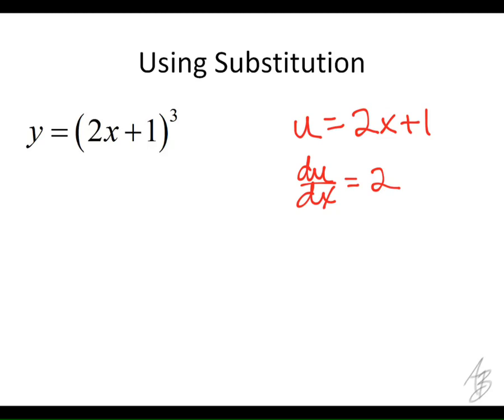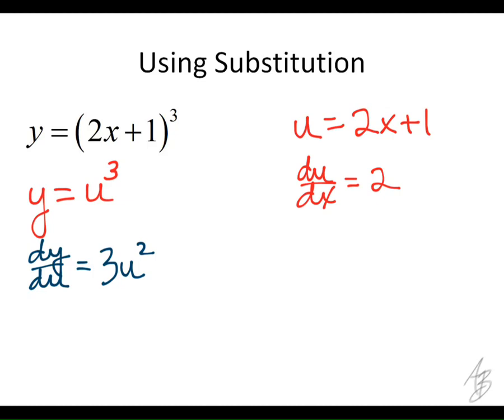All right, now, we let u equal 2x plus 1 so we could simplify this. So what's this going to end up looking like? y equals u to the third power, or u cubed. All right, so then that means that dy du is 3u squared. So we're just taking the derivative of u to the third power with respect to u. And so what we want to find here, dy dx, is going to equal dy du times du dx.